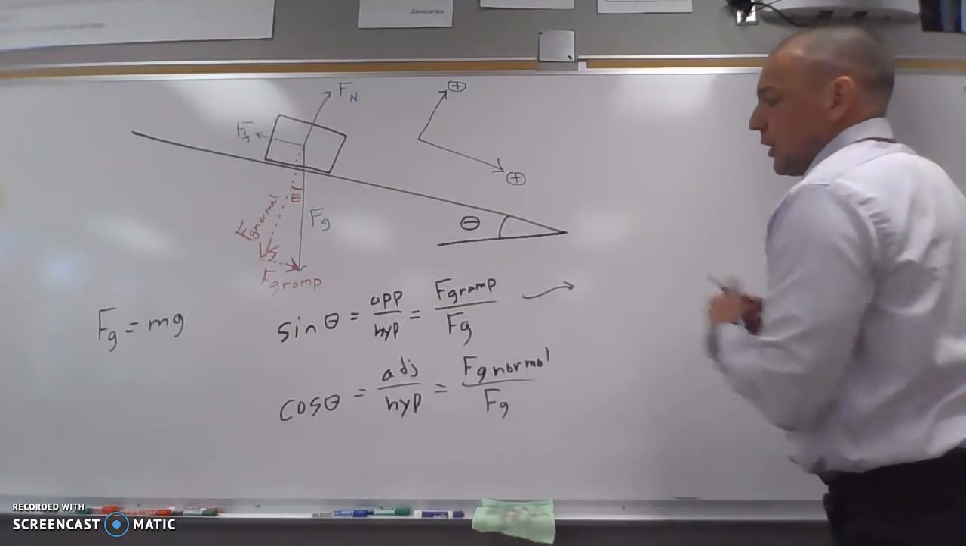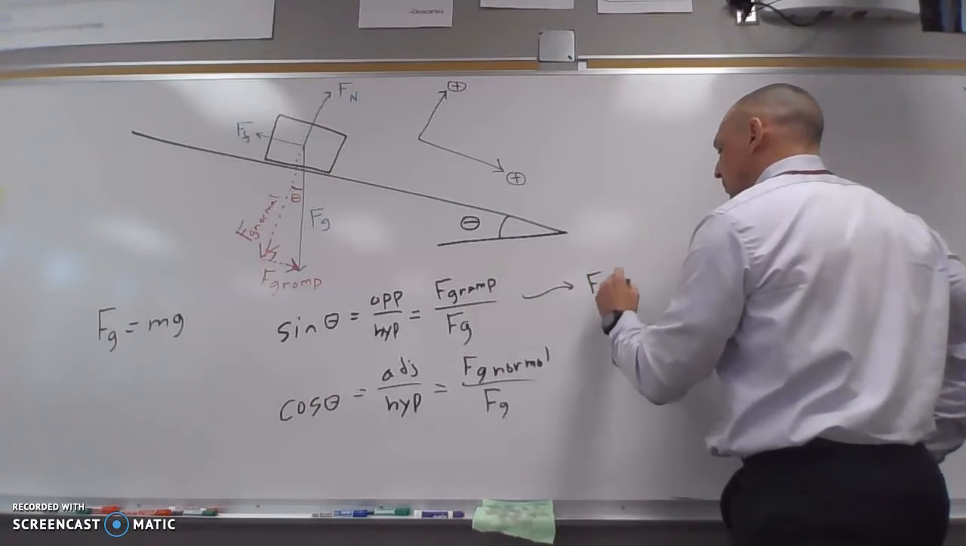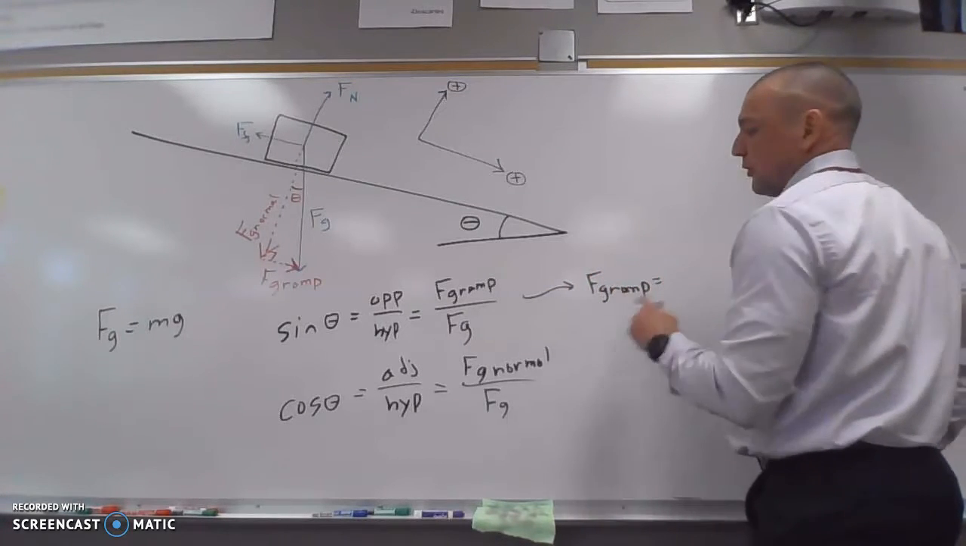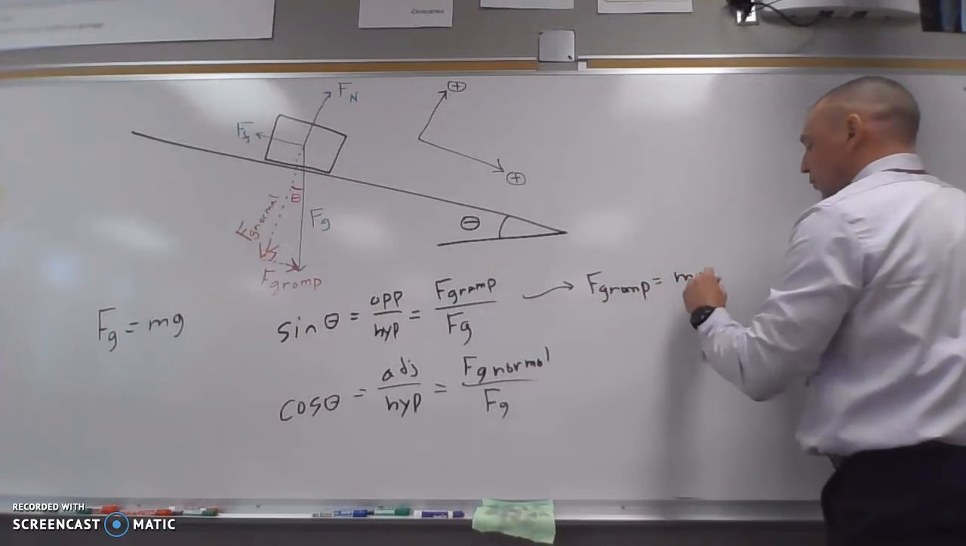All right, when we put this in here, we can solve for FG ramp. And we get FG ramp is equal to, the FG comes up, I'll just put mg for the force of gravity.